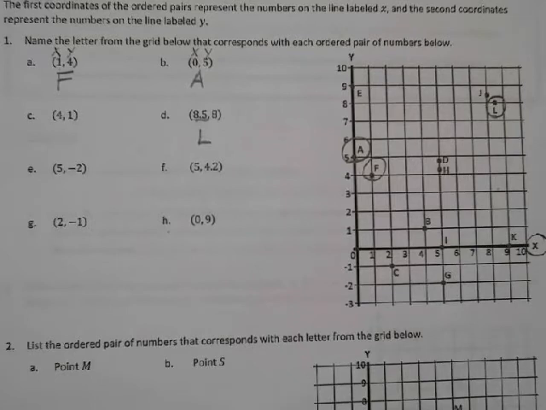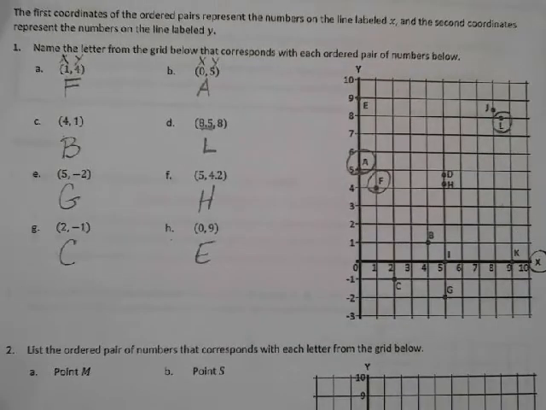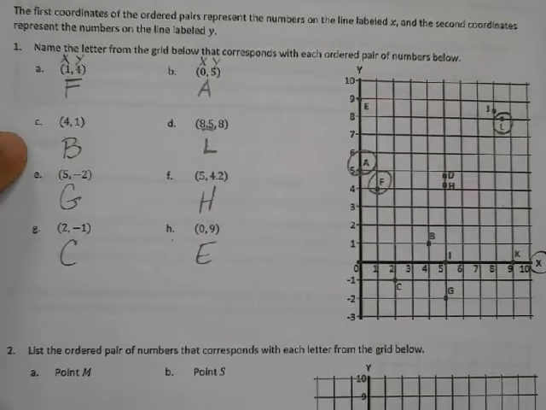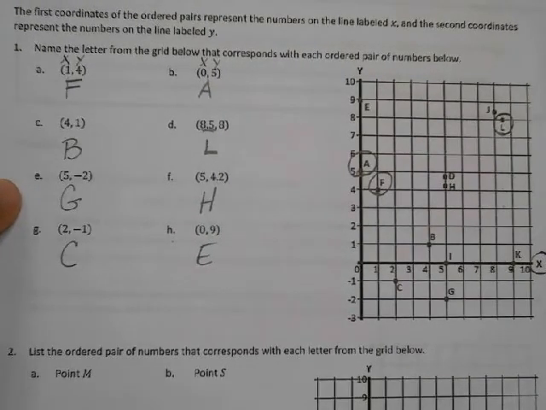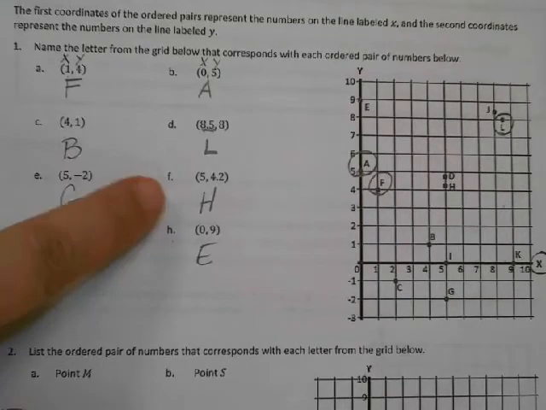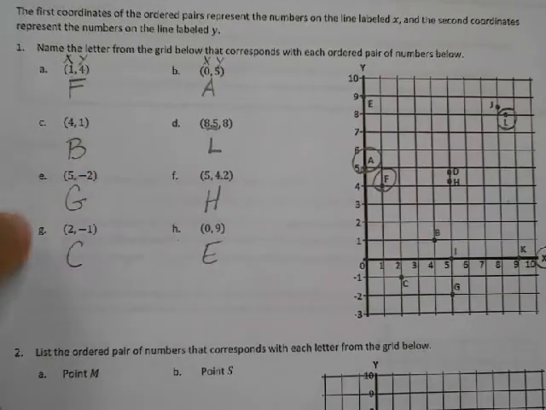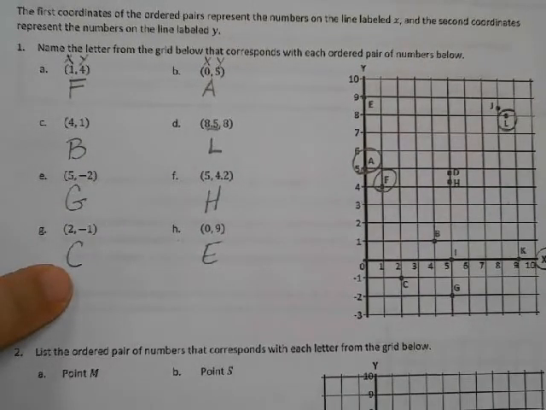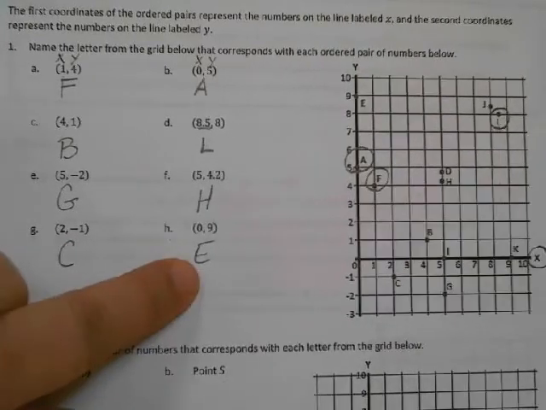Now I want you to finish up C, E, F, G, and H, and then come back and check your answers. Okay, for C, you should have gotten B. For E, you should have gotten G. For F, you should have gotten H. For G, you should have gotten C. And for H, you should have gotten E.